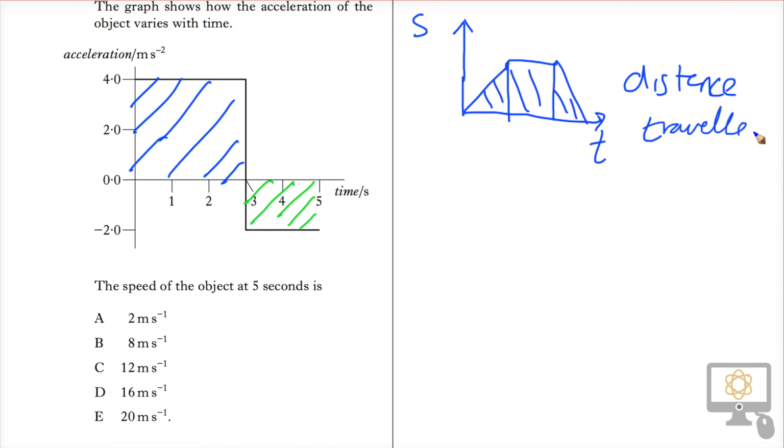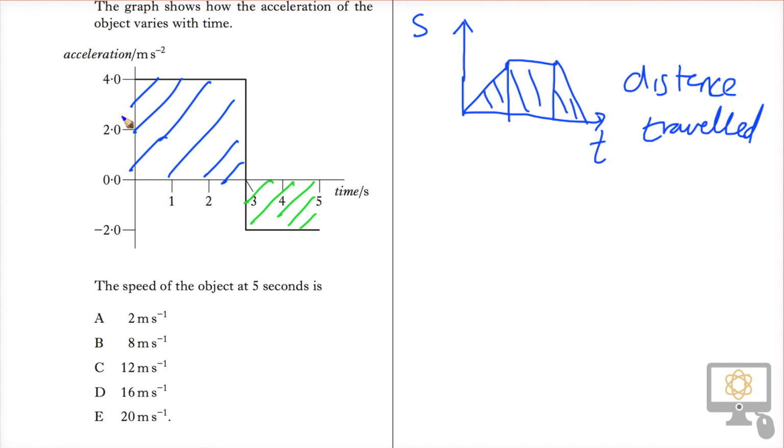So what we're doing is we're taking our speed and we're finding the area under it, and it gives us the distance. If we take acceleration and we find the area under it, that will give us our speed, our velocity. So that's what we're going to do.